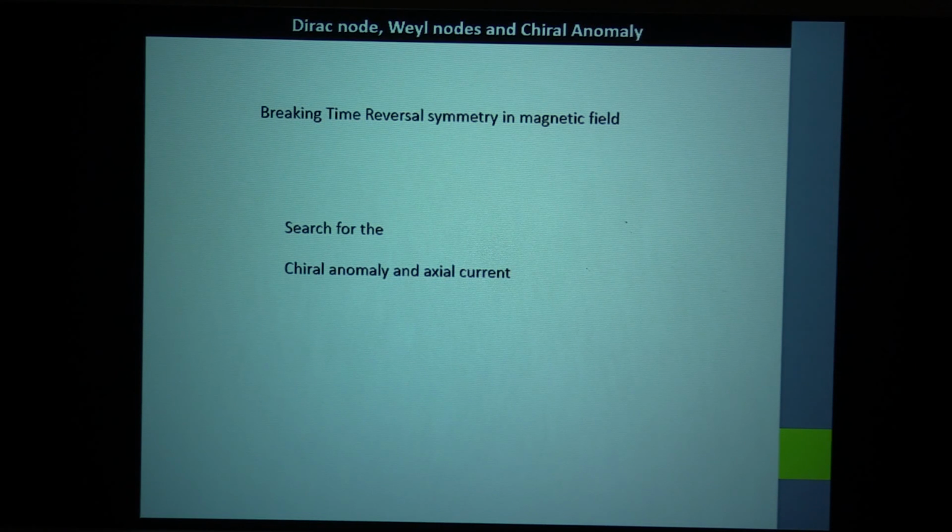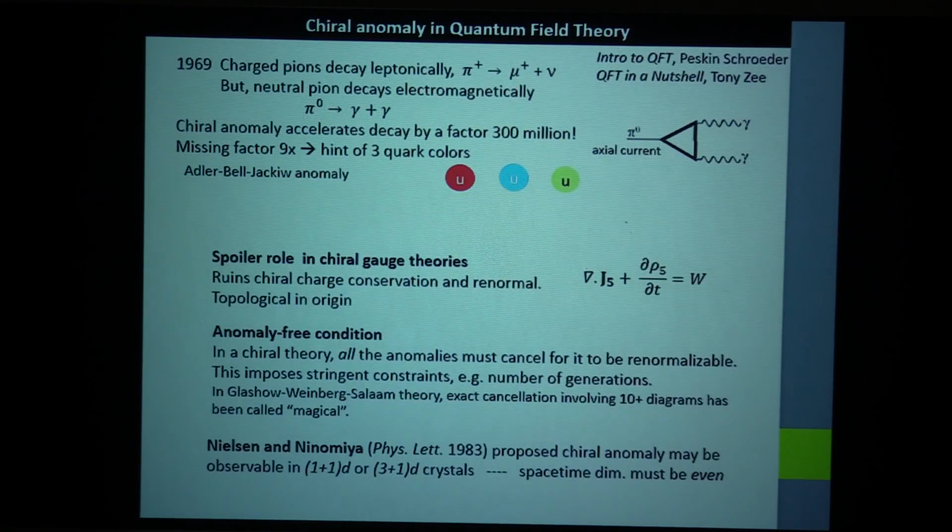So to move on, all right, now I'm going to talk about a new generation of samples where we are seeing things that are very different and I think indicative of the anomaly we're talking about. So let me first step back a little bit and remind you of the history. The chiral anomaly was first found by folks doing pion physics.